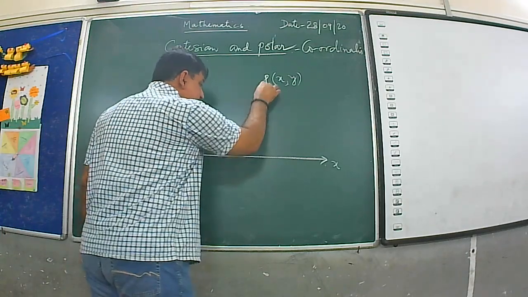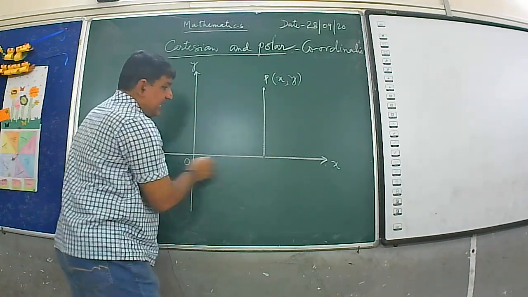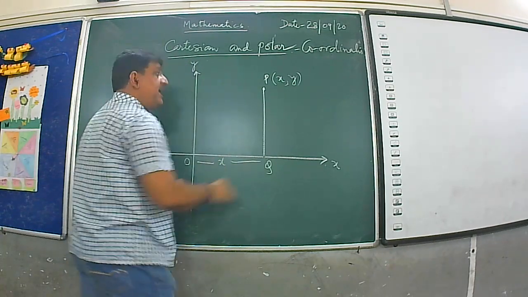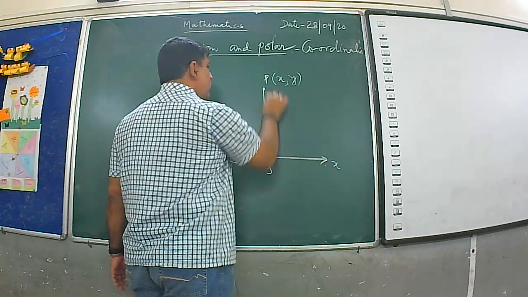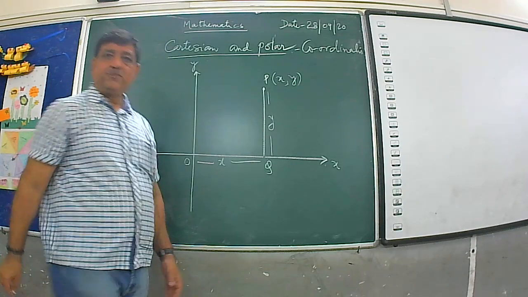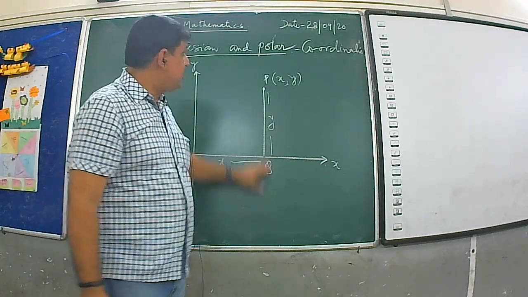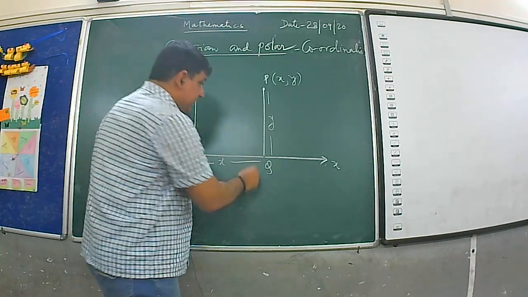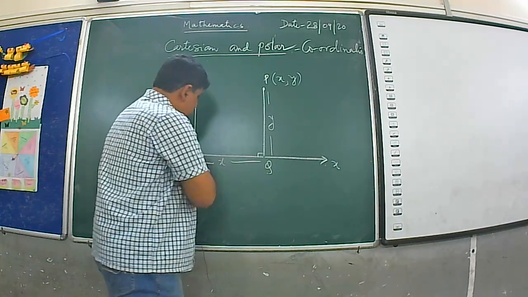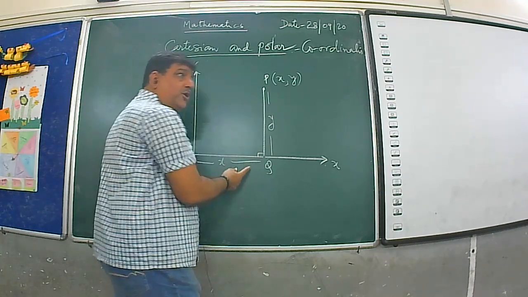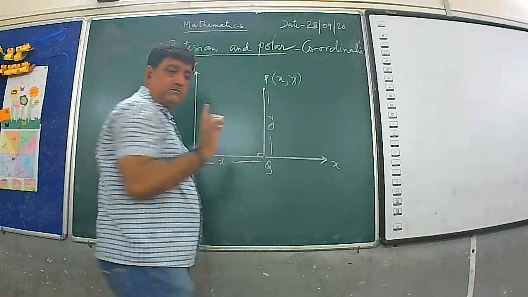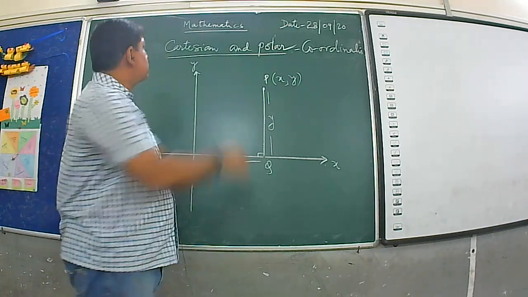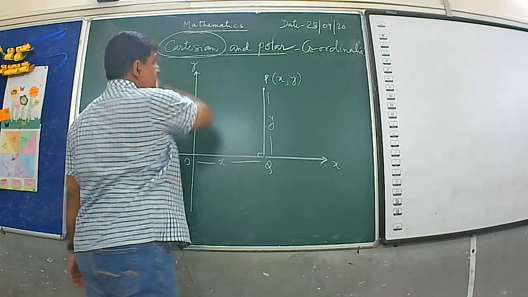Now, in this type of presentation, we travel a distance, say OQ along x-axis, this distance is x, and then QP, that is along y-axis, this distance is y. So, OQ then QP, you will reach point P. Remember, you have to travel always perpendicularly, means OQ then perpendicular to this. Do not move along any angle. So, this type of presentation of a point is called Cartesian coordinates.